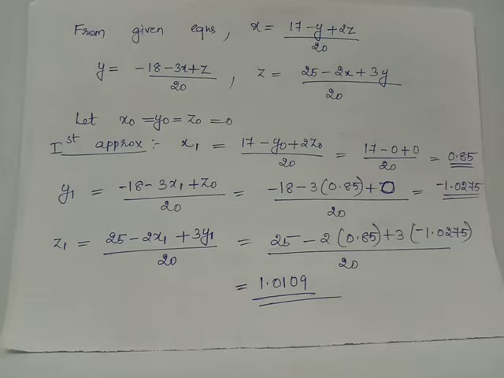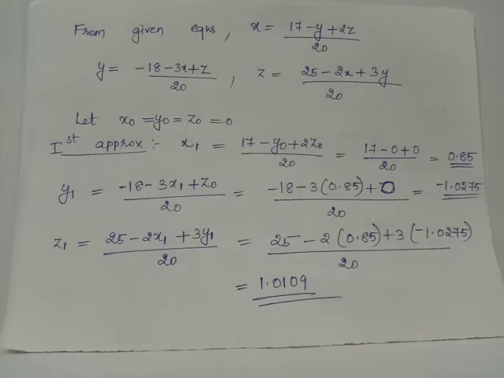Now we will find out first approximation using Gauss-Seidel iterative method. We have formula for x1 given by x1 equals (17 minus y0 plus 2z0) divided by 20, where y0 and z0 are assumed as 0. Thus we have x1 equals 0.85. Whenever we are not specified with values of initial approximations, we will assume that x0, y0 and z0 are all equal to 0.